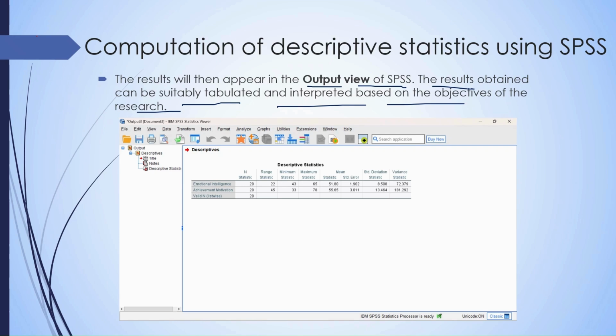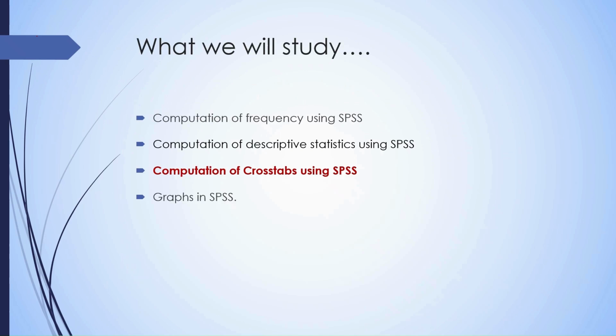So here you have the output. These are all the commands that I gave. As per my preference, it has given me the result also. Understood? So this is how we compute descriptive statistics using SPSS. We have completed computation of frequency using SPSS, and we have also seen computation of descriptive statistics using SPSS.